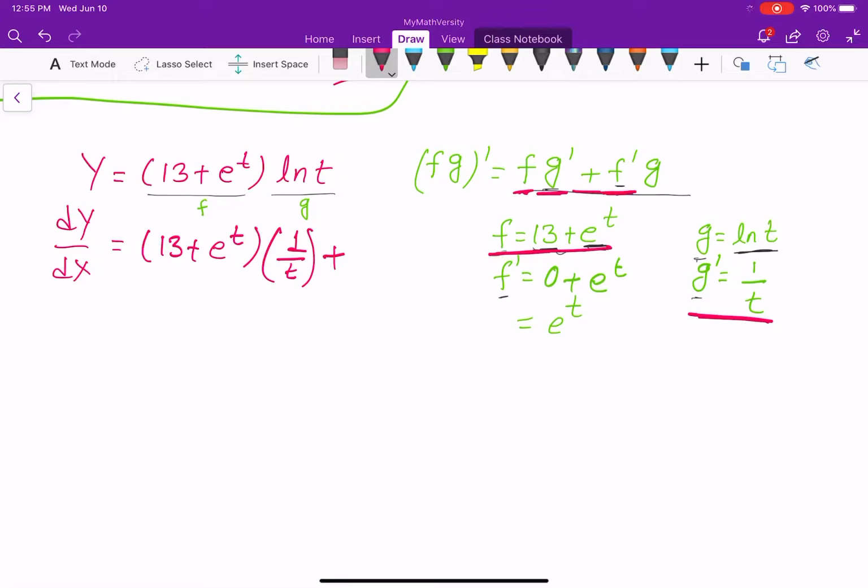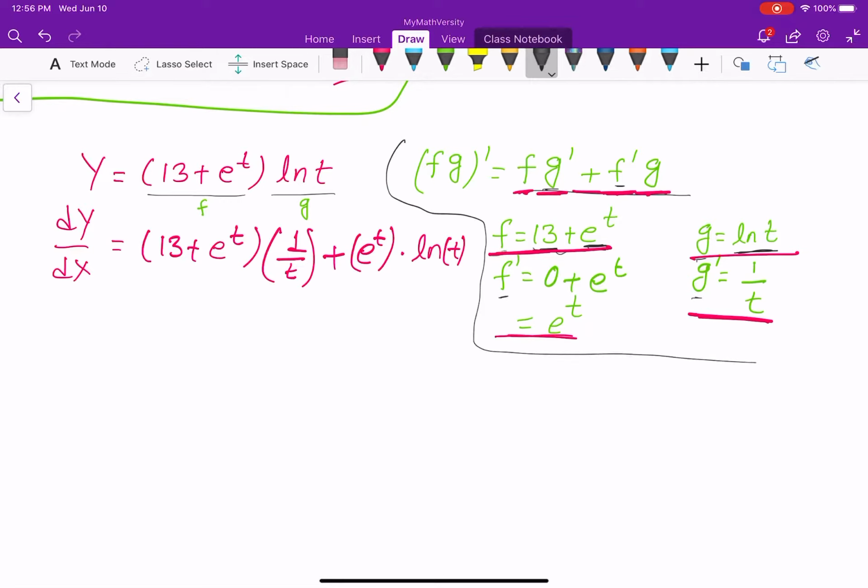Now we have f prime. What is f prime? e to the power t, so let's write that down, times g. What is g? ln of t. So we have all the necessary information, we have plugged that into the rule, and then we have figured out the derivative.